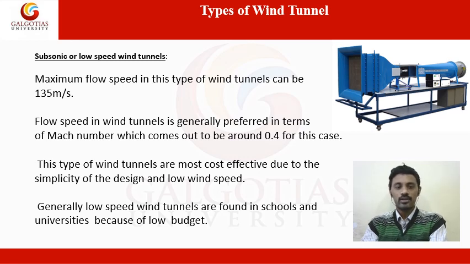So the Mach number should be around 0.4 when it comes to subsonic or low speed wind tunnels. This type of wind tunnel is the most cost effective due to the simplicity of the design and low wind speed. Generally, low speed wind tunnels are found in schools and universities, at a very low budget also. So this is all about the subsonic or low speed wind tunnels.